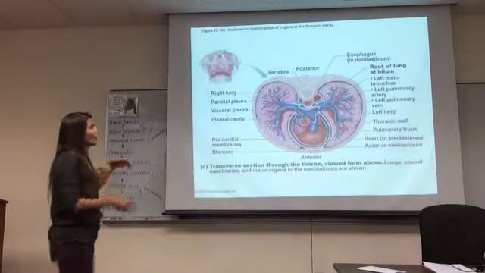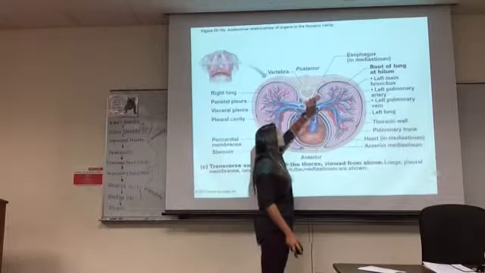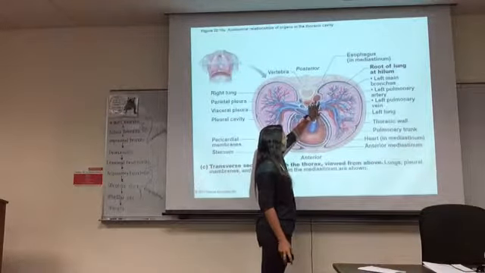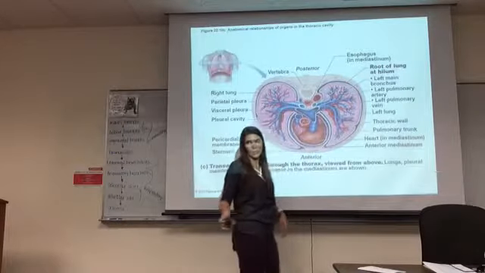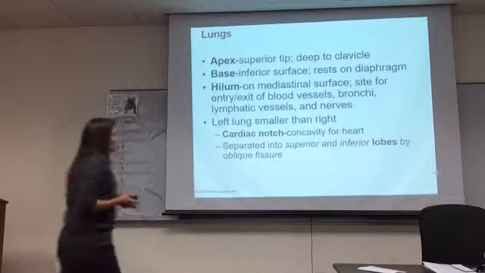Let me kind of show you here. So this area collectively, where everything is coming in and out, is called the hilum. The root was specifically talking about the blood vessels. So let me just distinguish between those.